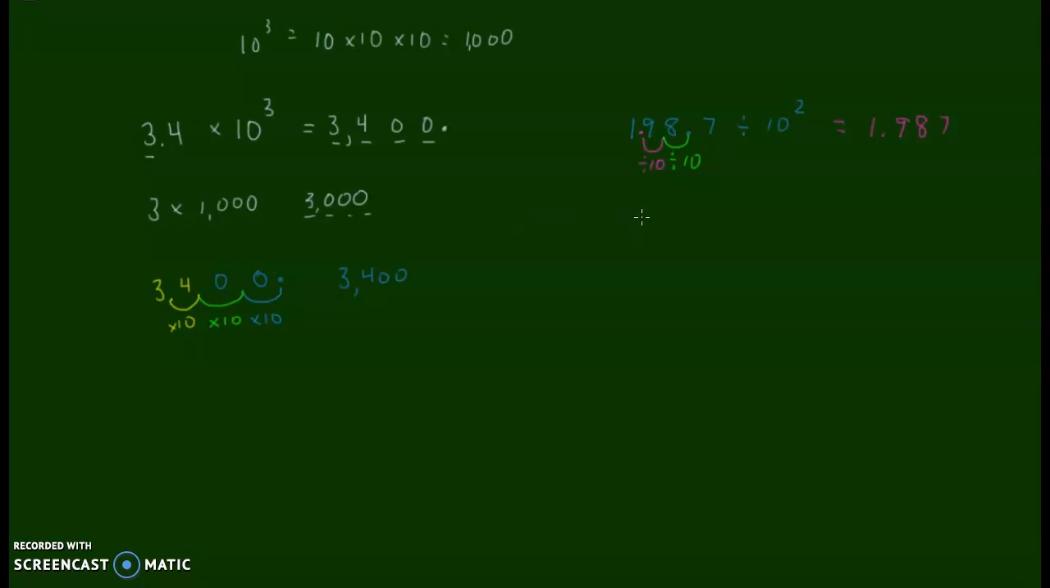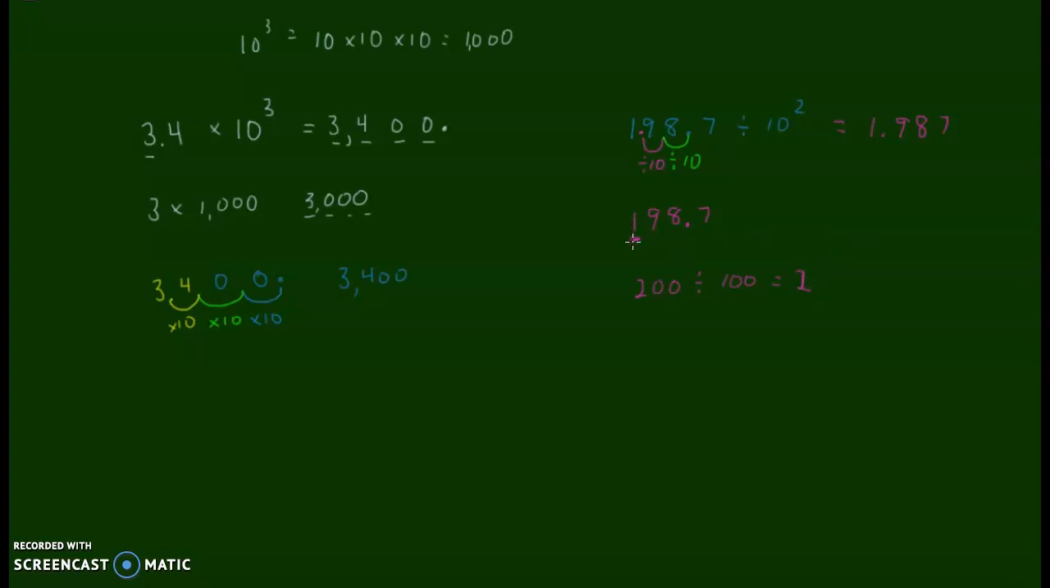If we're going to use the other way of thinking about this, 198 and 7/10 divided by 10 to the second. I'm going to round this time. So 198 and 7/10 would round to 200. So 200 divided by 100, because 10 to the second is 100. 200 divided by 100 equals 1, or excuse me, that equals 2.